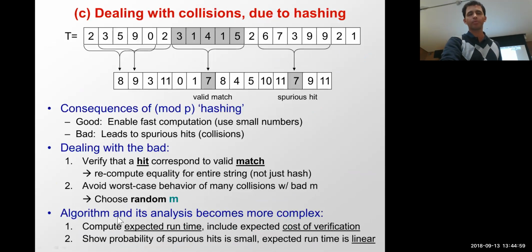Then the problem is that the analysis of the runtime becomes more complex. We have to compute the expected runtime and include the expected cost of verification, and then show the probability of the spurious hits is actually small, and therefore that the expected runtime is linear, even though every now and then we'll get super unlucky and it will be quadratic.